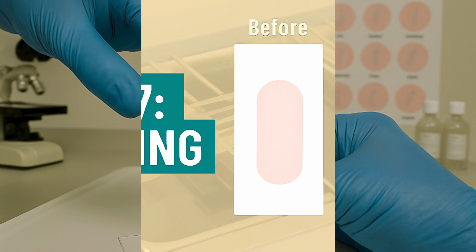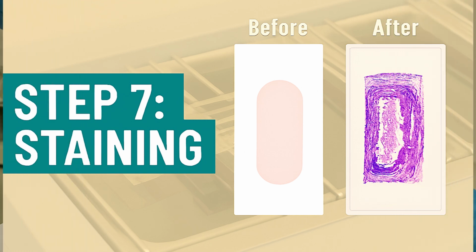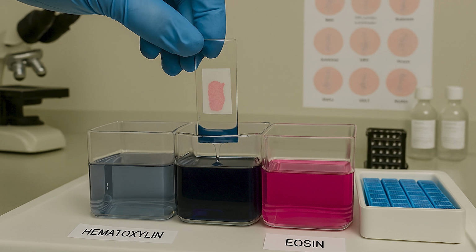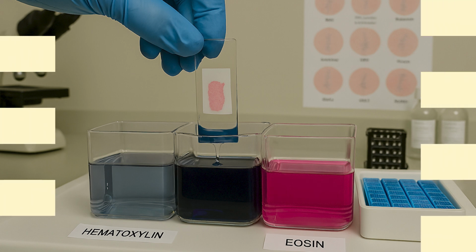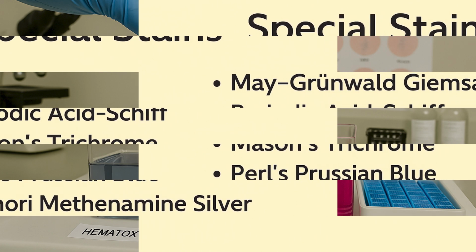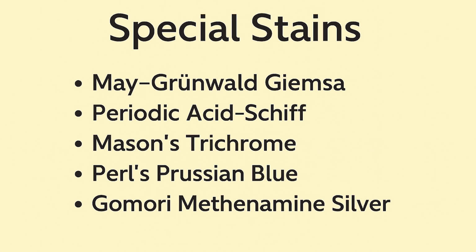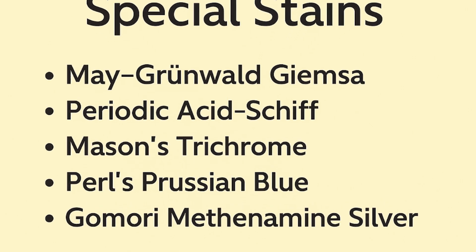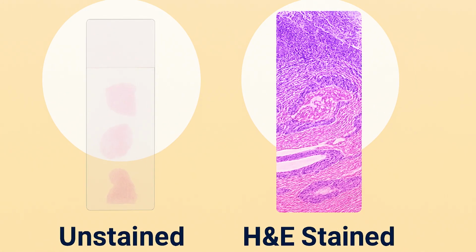Tissues are colorless, so we stain them to reveal structure. The most common stain is hematoxylin and eosin, whereby hematoxylin stains nuclei blue, while eosin stains cytoplasm and everything else pink. Other special stains such as MGG, methylene blue, and Giemsa, or immunohistochemistry, can highlight bacteria, cancerous cells, or even rare diseases. Therefore, staining reveals structures and abnormalities in otherwise invisible plain tissue.